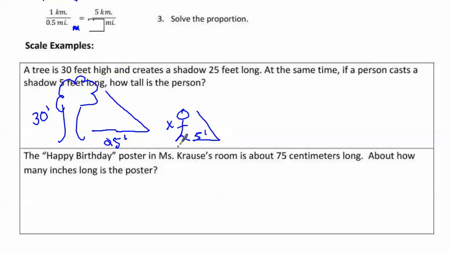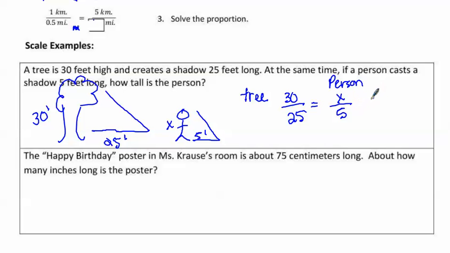So you can set this up using an image, or you can set this up using words. Either way works fine. For instance, I'm going to put the tree first, and it's going to be the height over the shadow, and then you've got the person, and I still want to do height over shadow. Always make sure your numerators match and your denominators match.